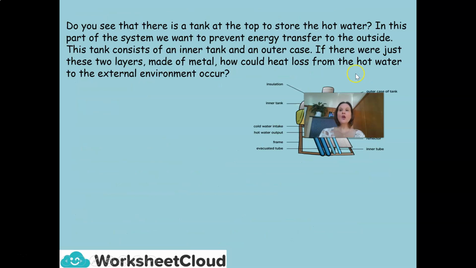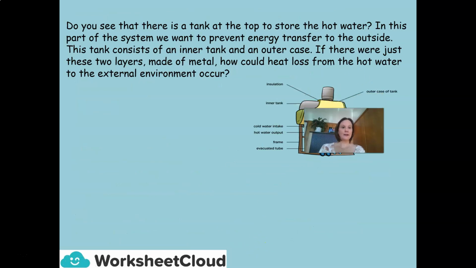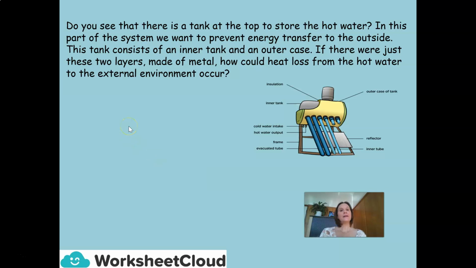Do you see over here in this diagram that there is a tank at the top to store the hot water. I spoke about it earlier. There was the inner tank and the outer tank with the insulation. In this part of the system, we want to prevent energy transfer to the outside. This tank consists of an inner tank and an outer case.